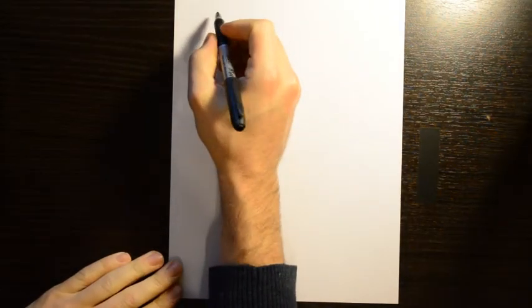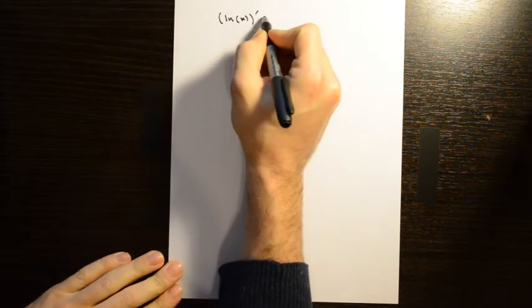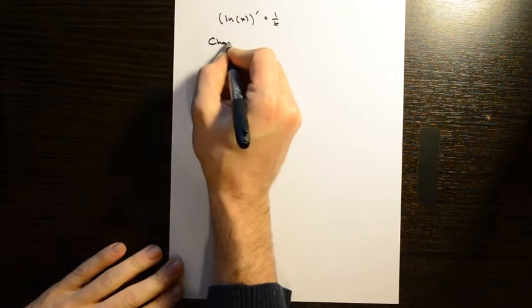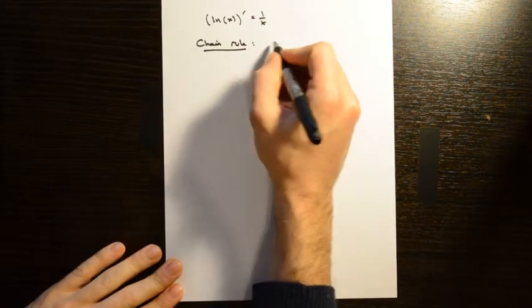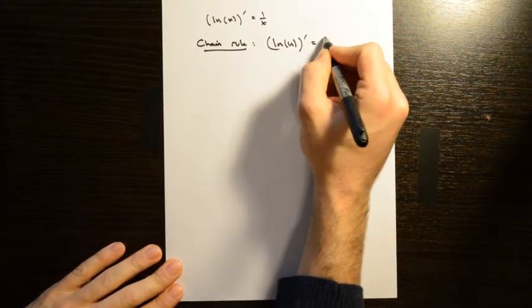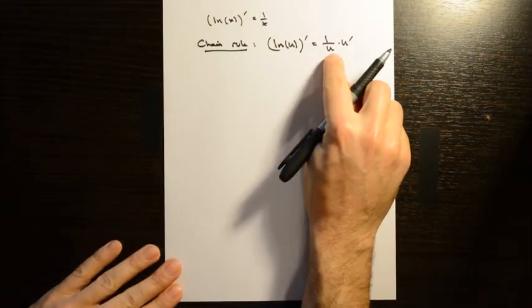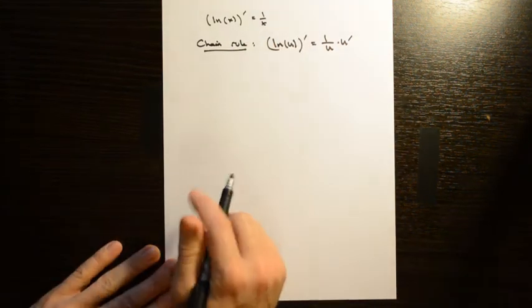The basic derivative rule for logarithm is the derivative of the natural log of x is 1 over x. The chain rule variation of this is that the derivative of the natural log of u is equal to 1 over u times u prime. If u is equal to x, then x prime is 1, and you get exactly this rule.